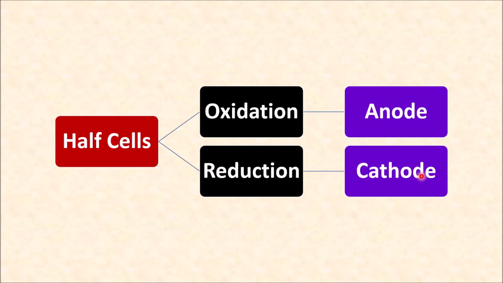Many times people call this anodic oxidation and cathodic reduction. In this way you can always remember that oxidation takes place at the anode and reduction takes place at the cathode. So these are the components of an electrochemical cell.